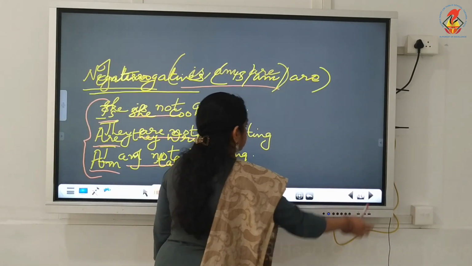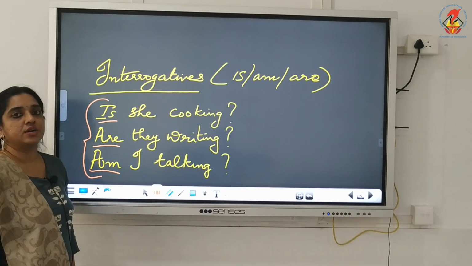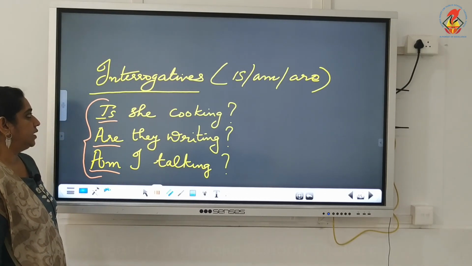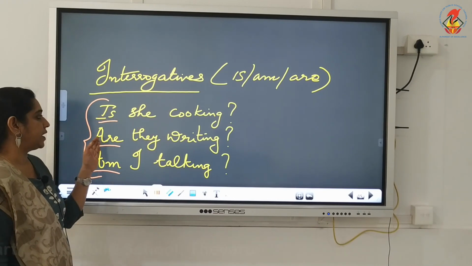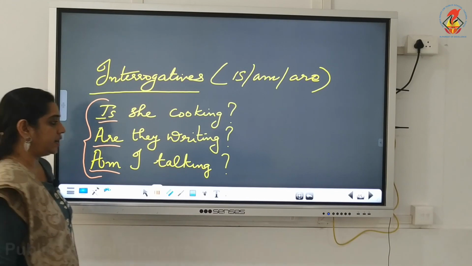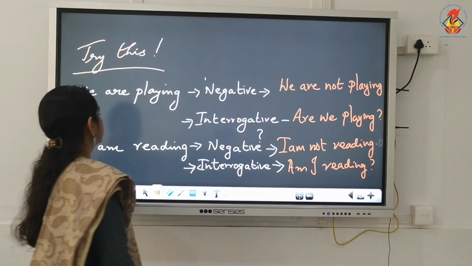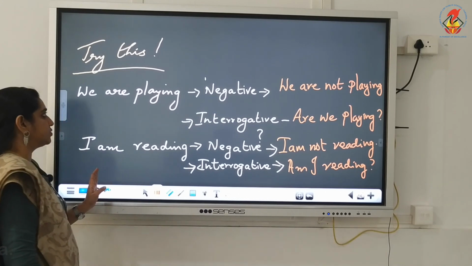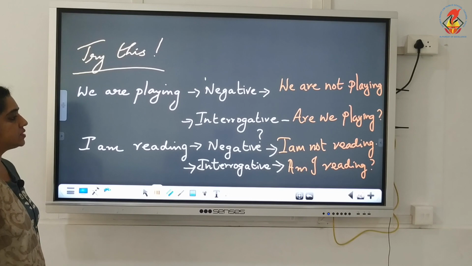Then what did we study? We studied about interrogatives using is, am and are. Is she cooking? You can put it in the beginning to make it interrogative. Are they writing? Am I talking? These are few examples. Then we also did one exercise, how to make negative interrogatives using present continuous tense.